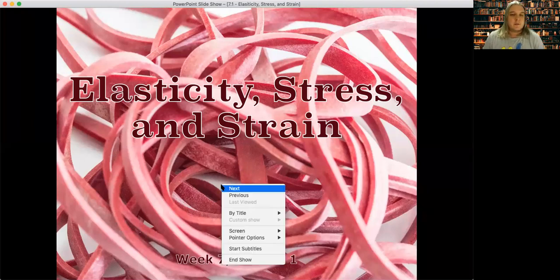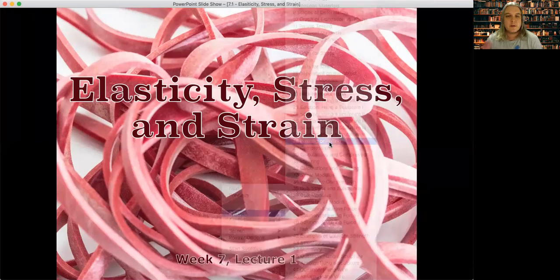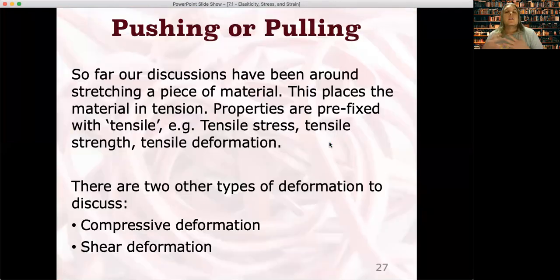It's just showing you it's the same lecture. We are going to pushing or pulling. So last time we talked about Hooke's law for pulling on an object. The example we used was hanging a sculpture from a thin rod from the ceiling. So that rod was going to be under tension. It was being extended, that's tension.